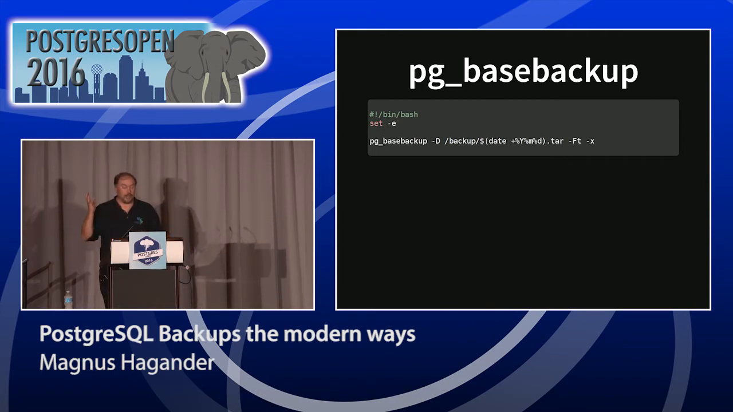The idea is pg_basebackup with whatever you do. With FT, you say make it tar format, but it will still create a directory full of tar files. It'll create you a tar file for every tablespace that you have. And then we add the little magic parameter -x. I'll get into that in detail in a bit.